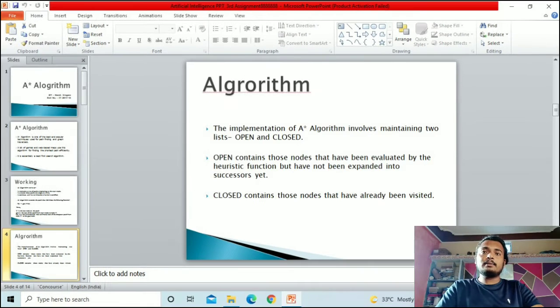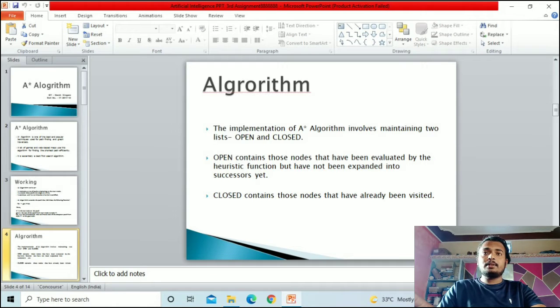Here is the algorithm used in the A star algorithm. The implementation of A star algorithm involves maintaining two lists, open and closed. Open contains those nodes that have been evaluated by the heuristic function but have not been expanded into successors. Closed contains those nodes that have already been visited.